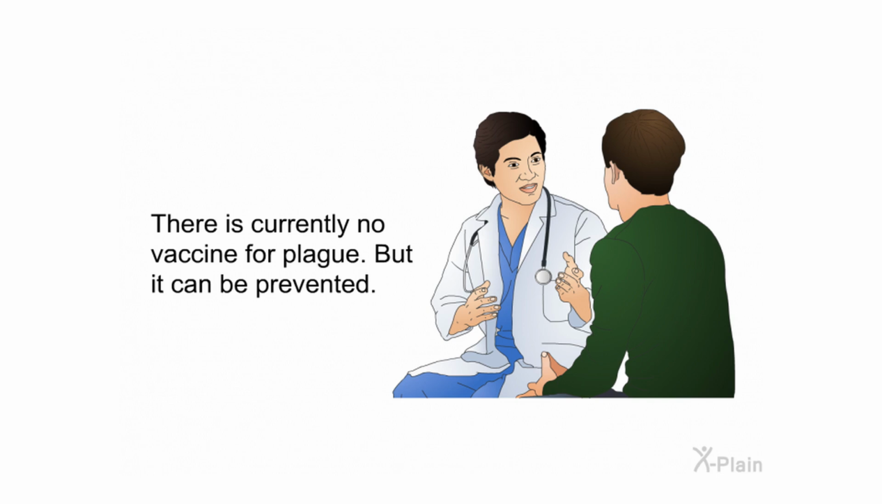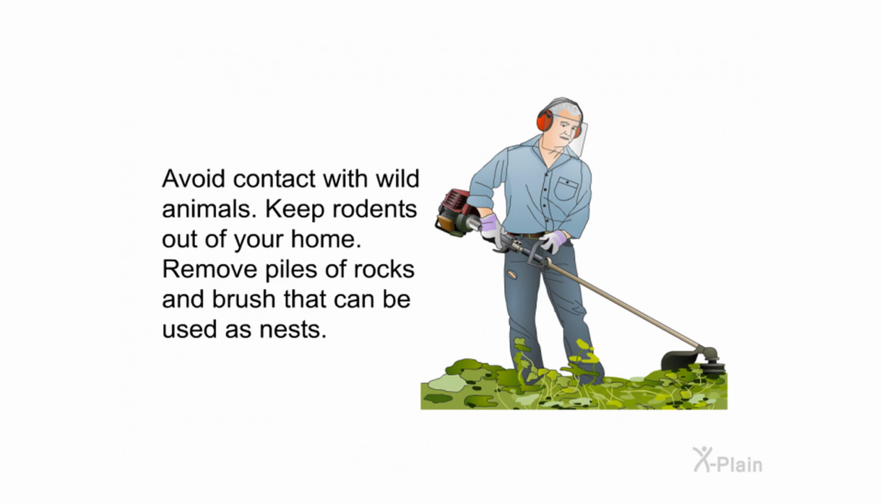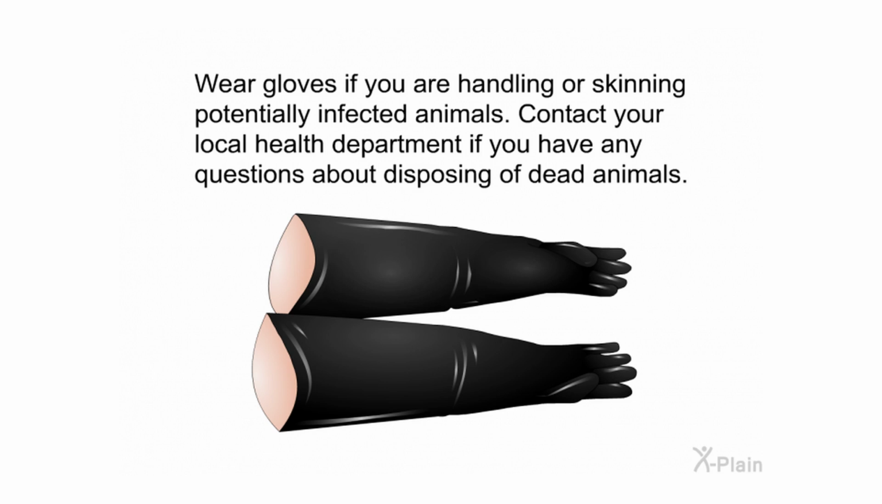Prevention. There is currently no vaccine for plague, but it can be prevented. Avoid contact with wild animals. Keep rodents out of your home. Remove piles of rocks and brush that can be used as nests. Wear gloves if you are handling or skinning potentially infected animals. Contact your local health department if you have any questions about disposing of dead animals.